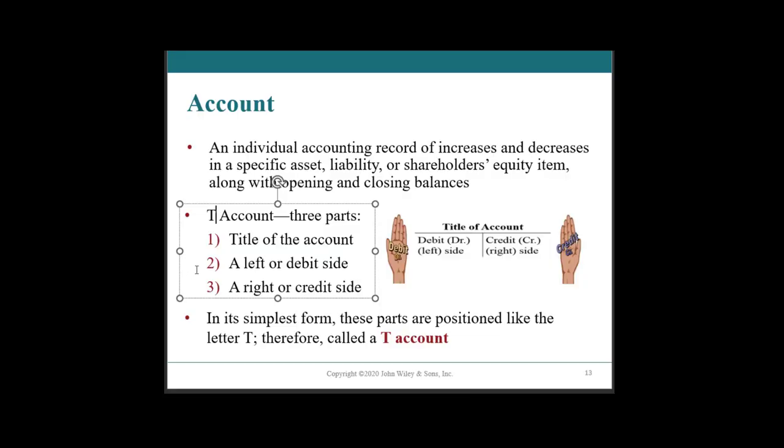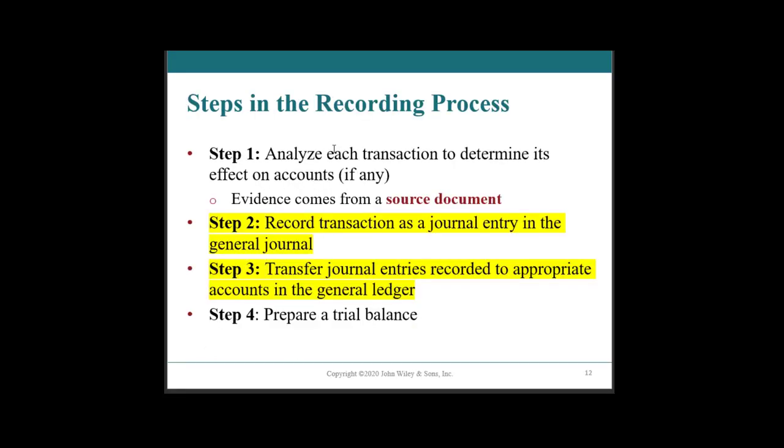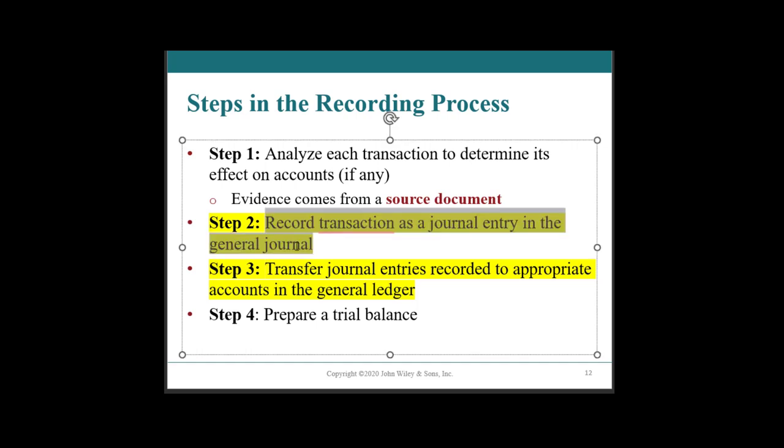We start off by, I'm just going to go back one, analyzing each of the transactions. Is it an economic event? Great, record it. Is it not? Great, don't record it. We record all of those transactions as a journal entry, and those can be in T accounts or outside of T accounts. And then we transfer journal entries to their appropriate account in the general ledger. And from there, we prepare the trial balance. And from there, we go back to chapters 1 and 2 and we create our financial statements.